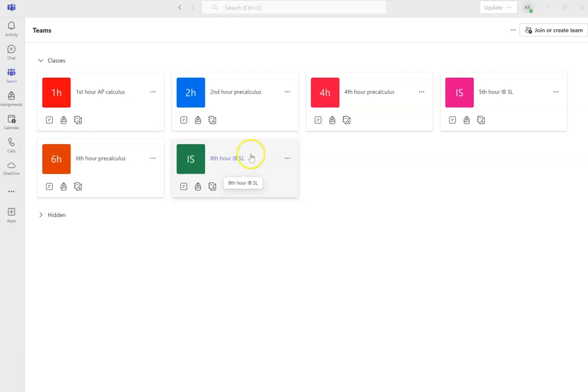Yeah. We're going to start by setting up our OneNote for this semester. So if you guys can pull out your tablets and fire up your Microsoft Teams, we're going to get that done right away.